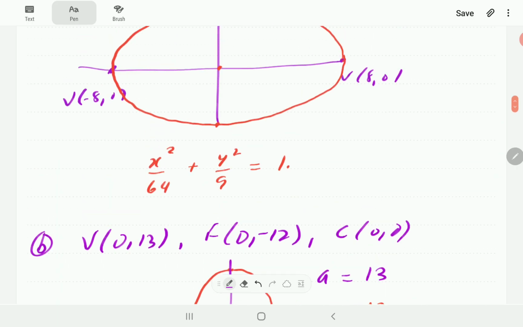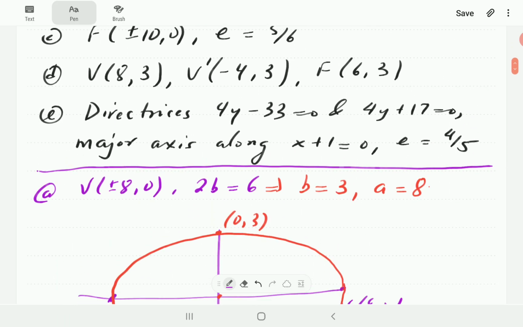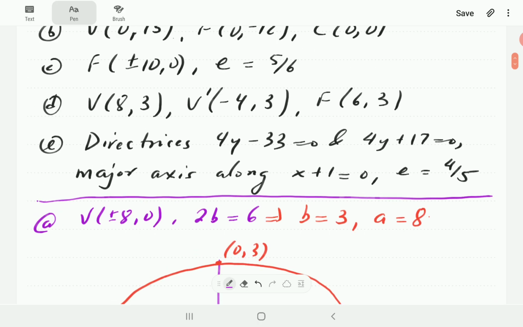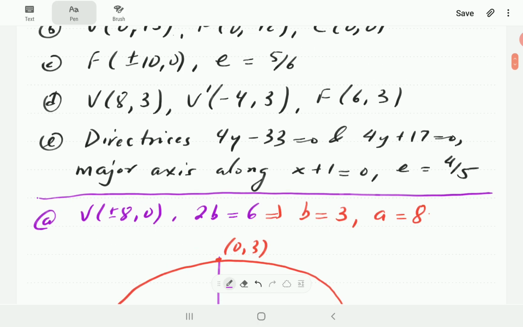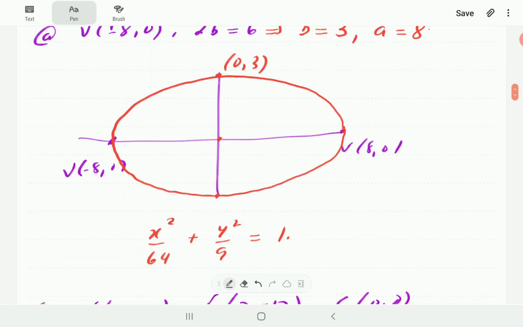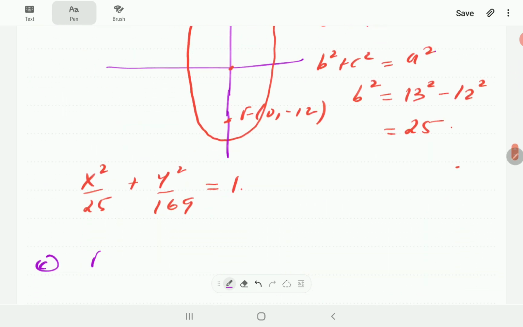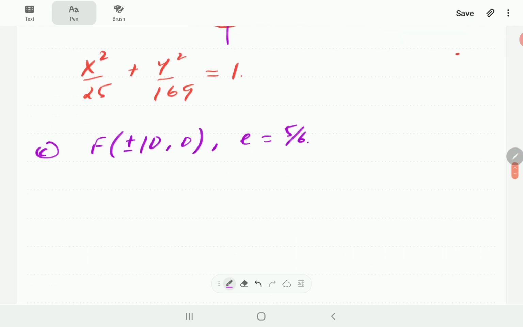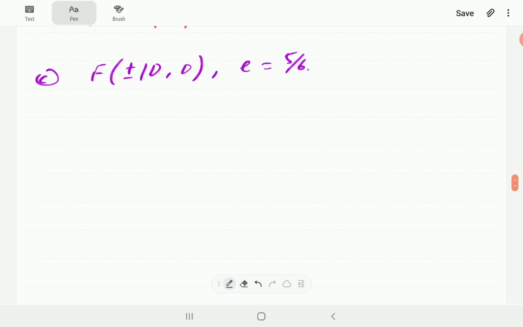So in C, we have foci at plus or minus 10, 0, and eccentricity is 5 over 6. So in all cases, we want to find the coordinates of the center. We want to find the values of a and b, and then we have got everything.